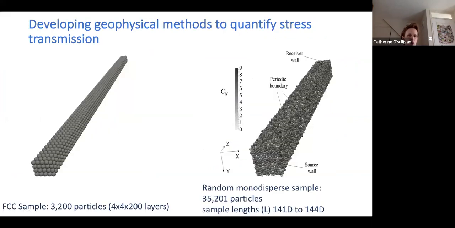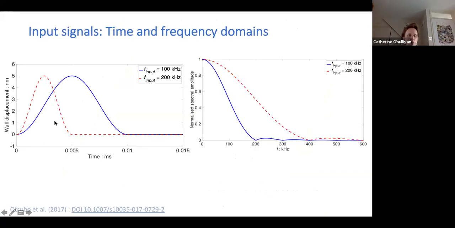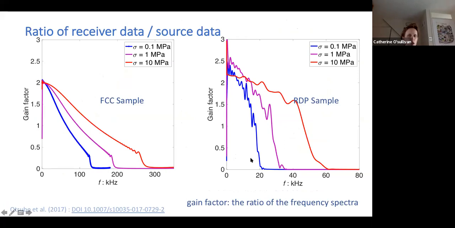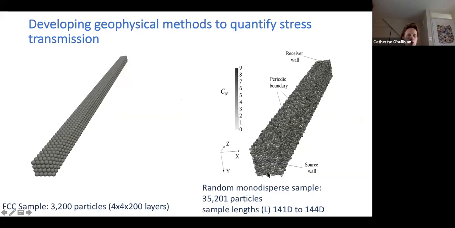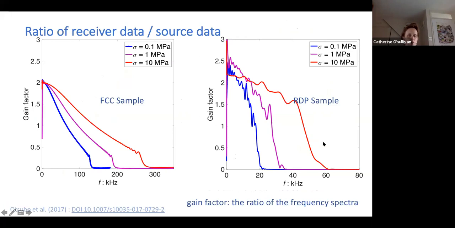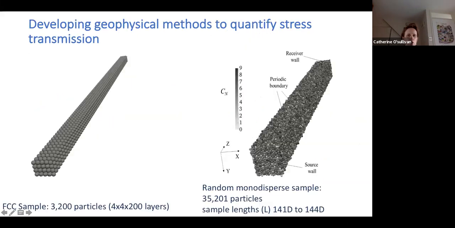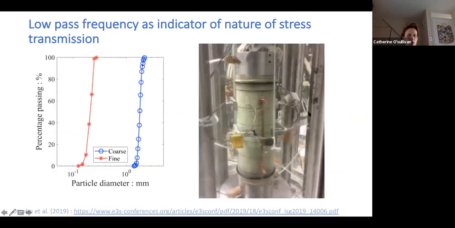And so one of the things we've been doing is passing elastic waves through the sample, and then looking at the frequency content of the wave that we pass through the sample, and seeing what frequencies we see present at the other end of the sample. So we insert a small elastic disturbance here, we measure it at this end, and we've been looking then at the frequency content of the received signal as a way to assess whether or not these finer particles are transmitting stress. And we've got some pretty useful results from that.